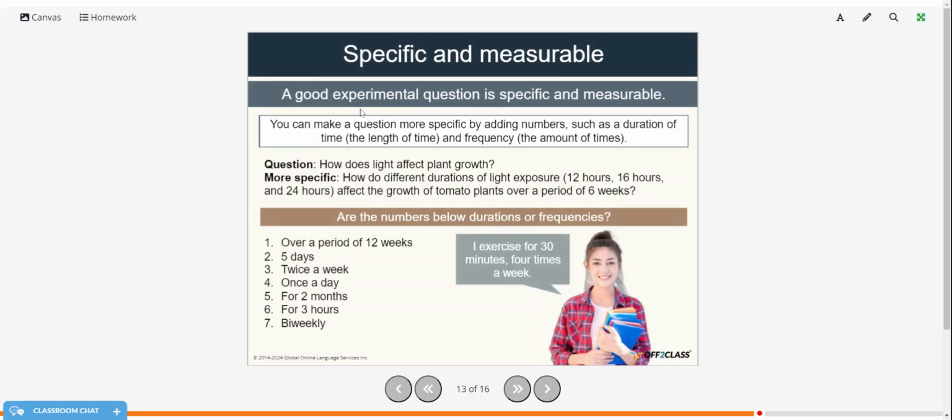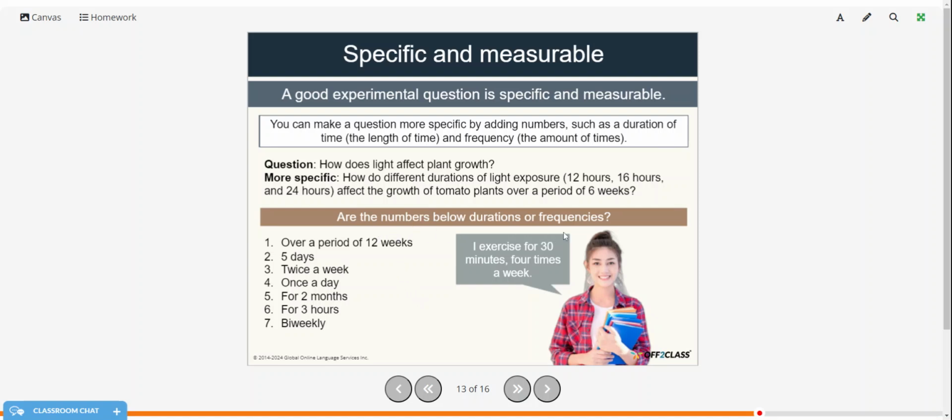Now, a good experimental question is specific and measurable. And you can make a question more specific by adding numbers, such as a duration of time or length of time, and frequency, which is the amount of time. So the question, how does light affect plant growth? But a more specific question, how do different durations of light exposure, 12 hours, 16 hours, and 24 hours, affect the growth of tomato plants over a period of 6 weeks?